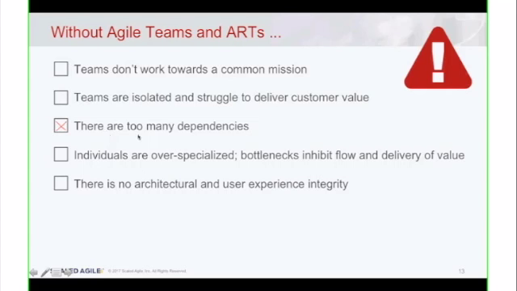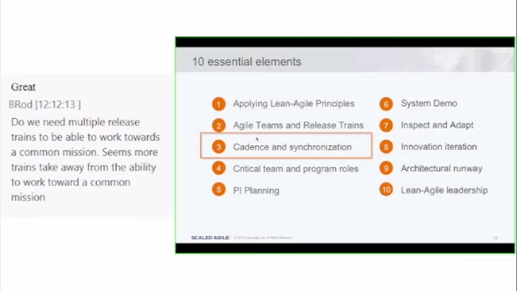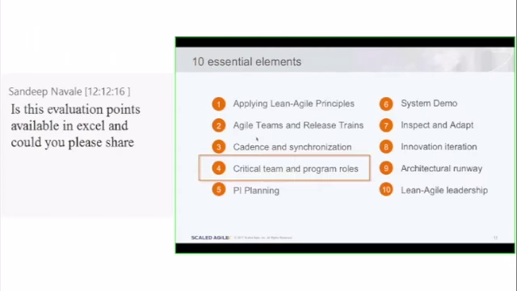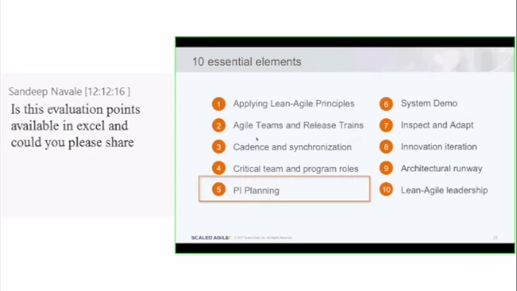And the next category is cadence and synchronization. Do they have a cadence? In other words, do they get all the teams together on a regular basis and do their planning together, right? So that one I'm gonna skip. But there's also a set of check marks that go with that. And critical roles, I'm going to skip that as well. But I do want to stop on this PI planning one.